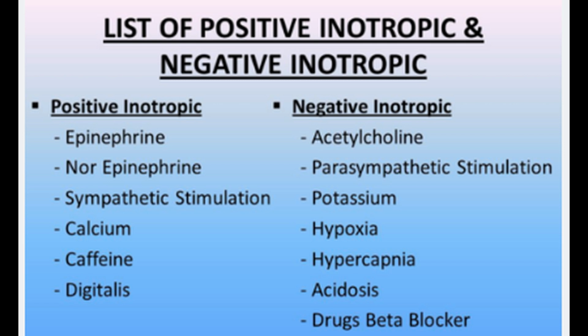Negative inotropic agents, on the other hand, include conditions like acidosis, low blood pH, and hypoxia, low oxygen levels, as well as certain medications like beta blockers, which block the effects of adrenaline and noradrenaline on the heart.